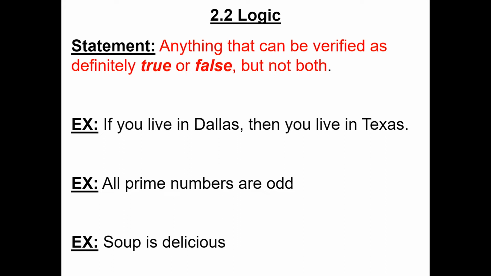Next, all prime numbers are odd. This is actually a false statement since 2 is a prime number and it's even. Lastly, soup is delicious. Well, this is not a statement since it could be true for some people but not true for others. So as mathematicians, we don't really deal with things that are not statements. We only care about things that we can verify as definitely true or definitely false. And the state of being true or false, we call that the truth value. So every statement has a value of either being true or being false.